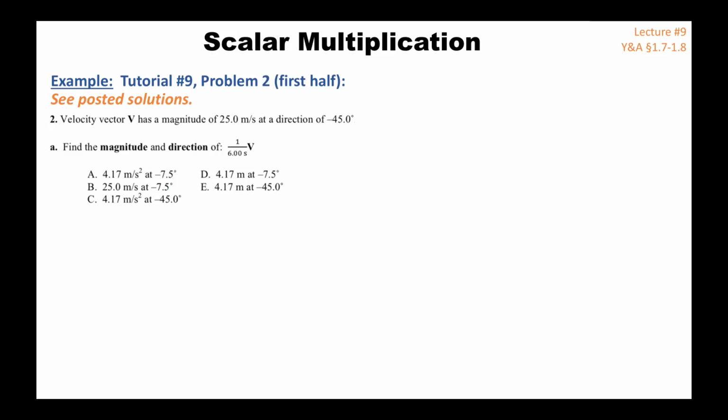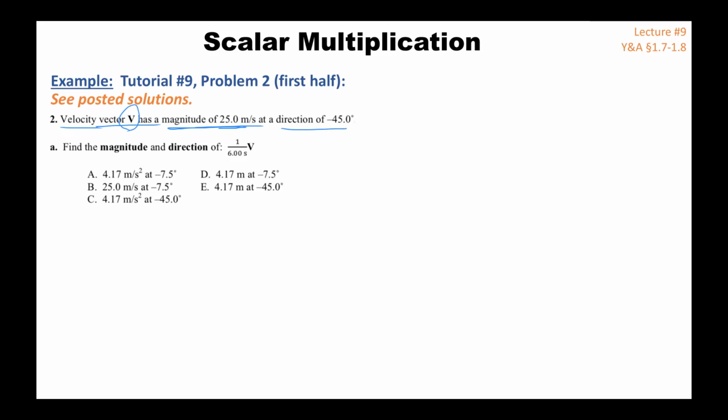Let's take a look at 2a. 2a is scalar multiplication by a value that has units, a scalar that has units on it. So notice that we're going to take the vector v, which is a velocity vector. We're given the magnitude and we're given the direction. And this time we're going to multiply it by a scalar, 1 over 6 seconds. In this case, I won't bother to draw a sketch at this moment, but let's just go ahead with the same exercise as we did before and calculate.